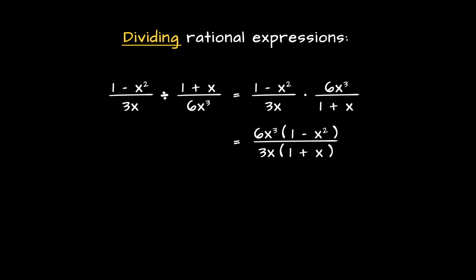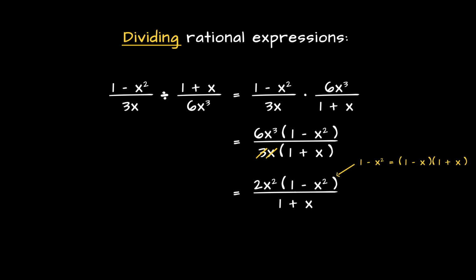But before simply calling it a day, notice that there's some simplification that we can undertake here. Indeed, the 3 and the x in the denominator will divide into the 6 and the x cubed terms in the numerator. So this allows us to rewrite our expression as 2x squared times 1 minus x squared all over 1 plus x.